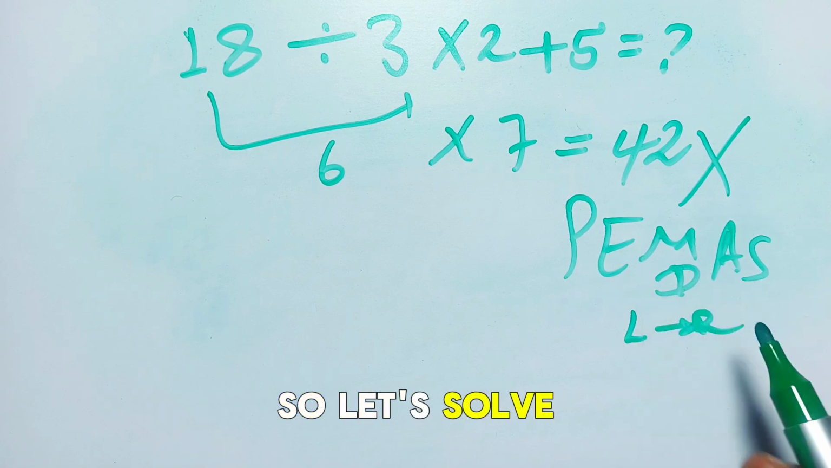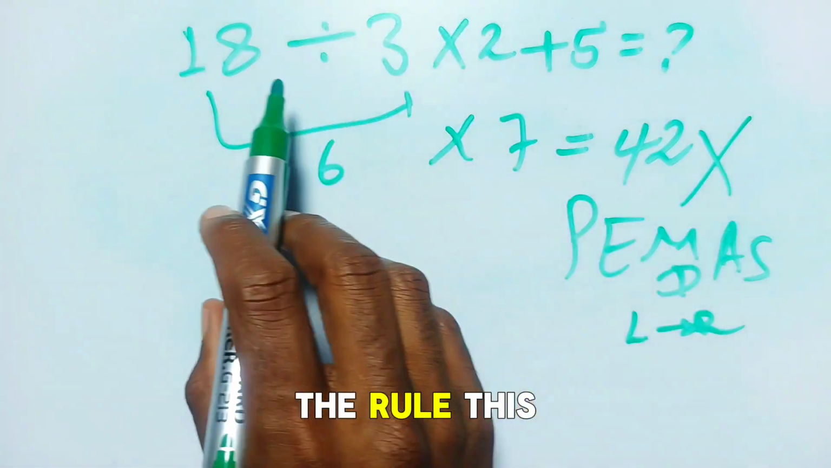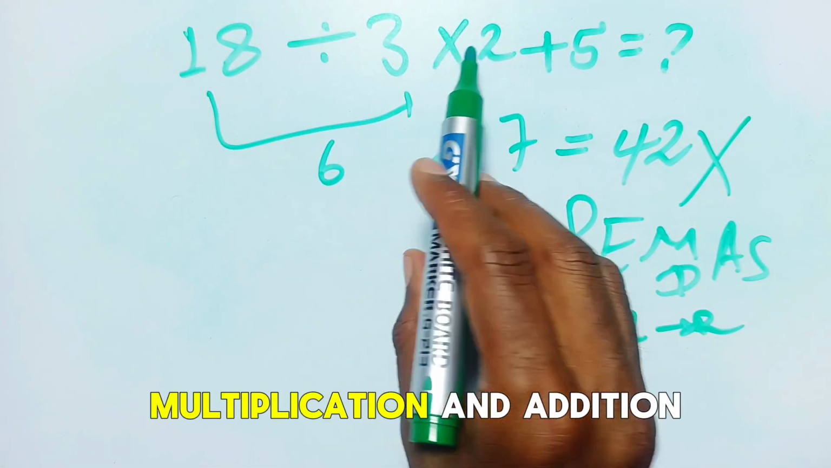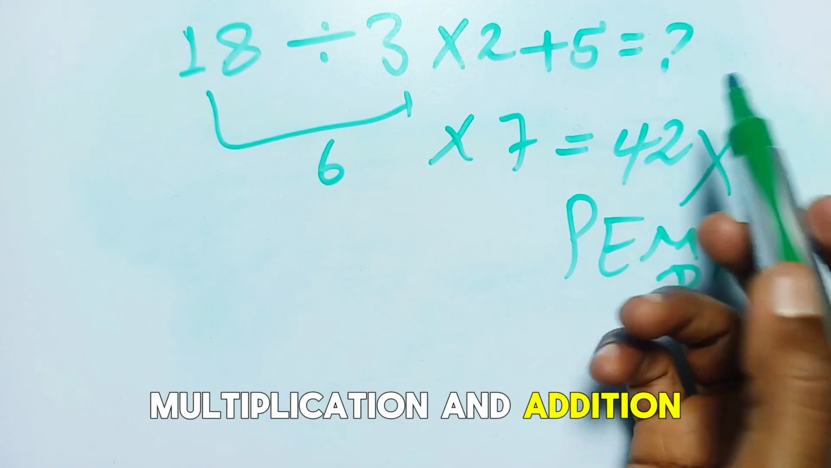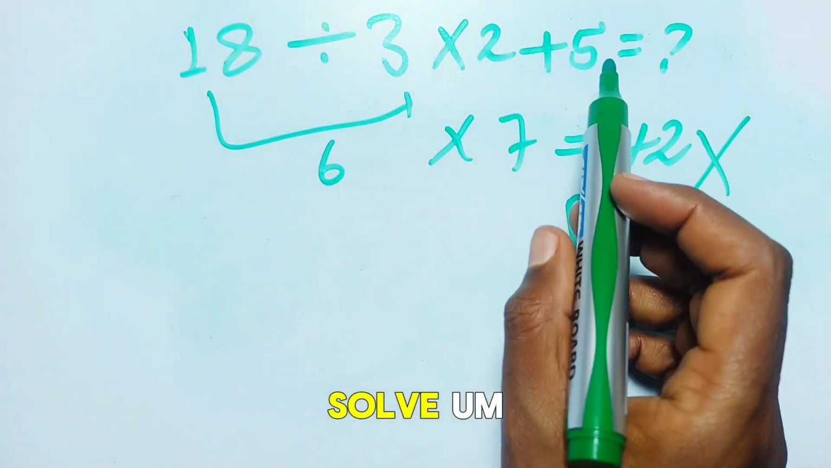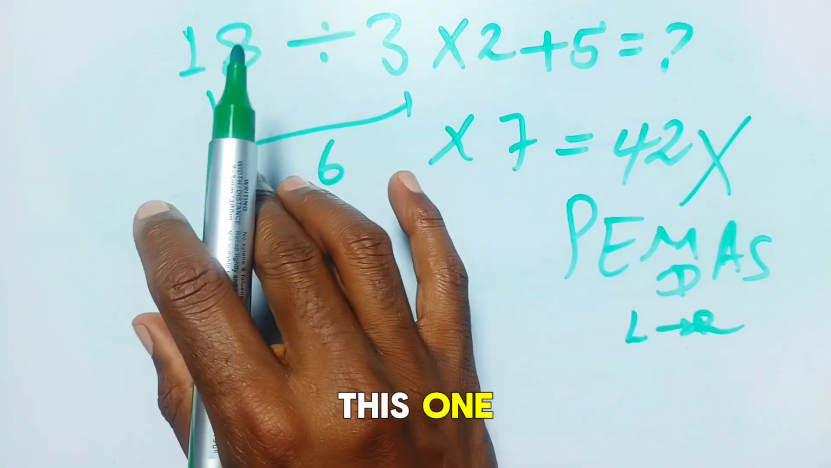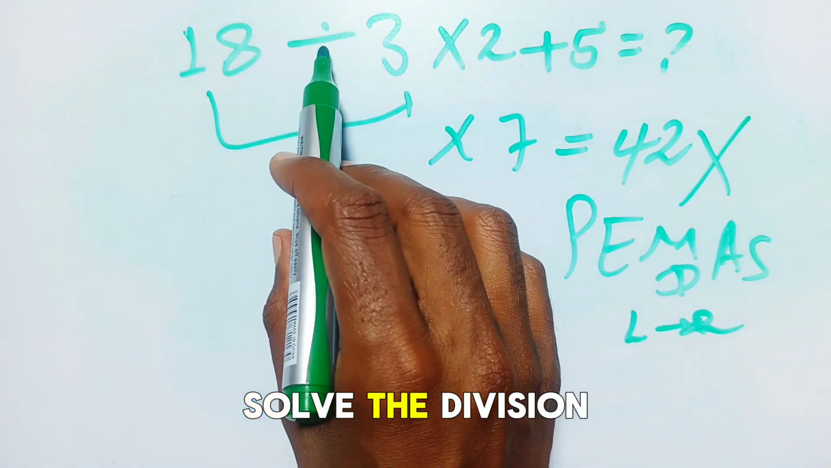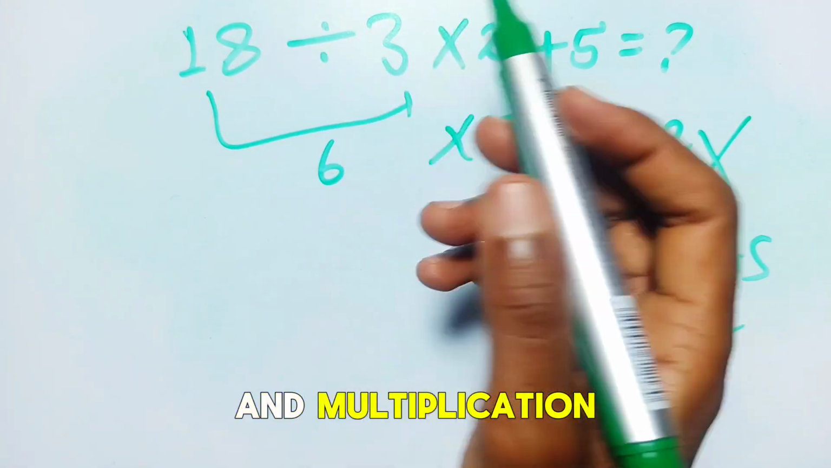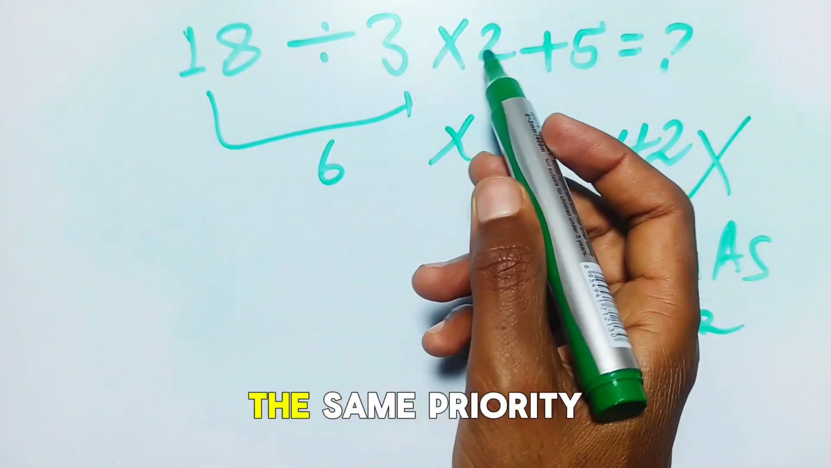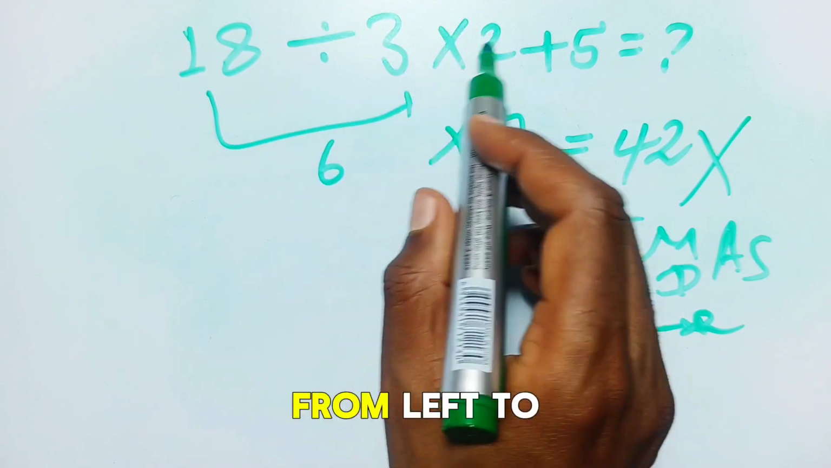So let's solve using this rule. In this question we have a division, multiplication, and addition. So before solving the rest, we have to solve the division and multiplication because they have the same priority, so we have to work it from left to right.